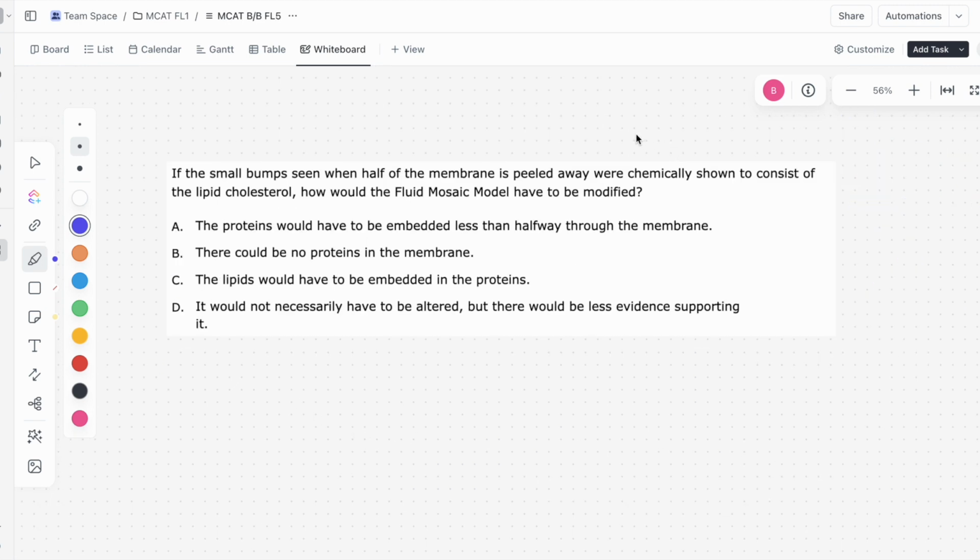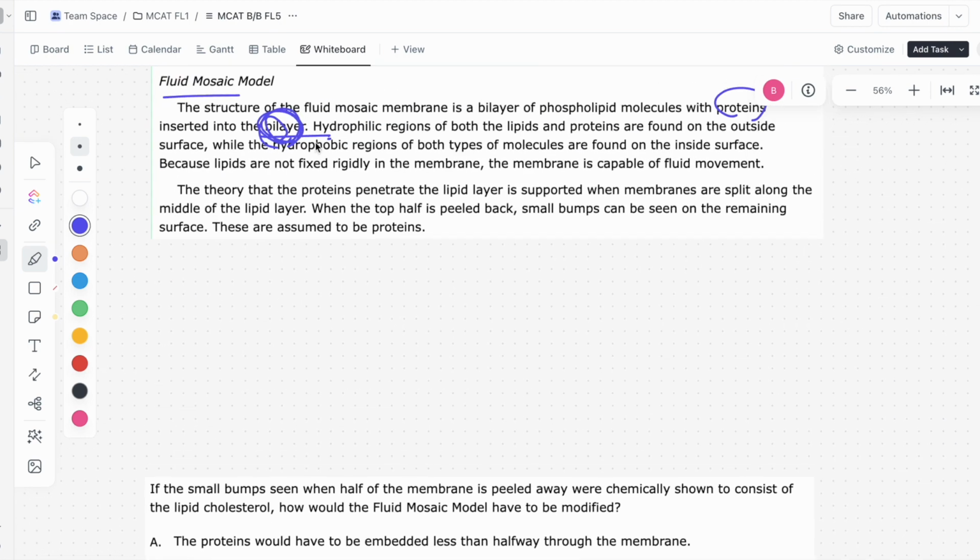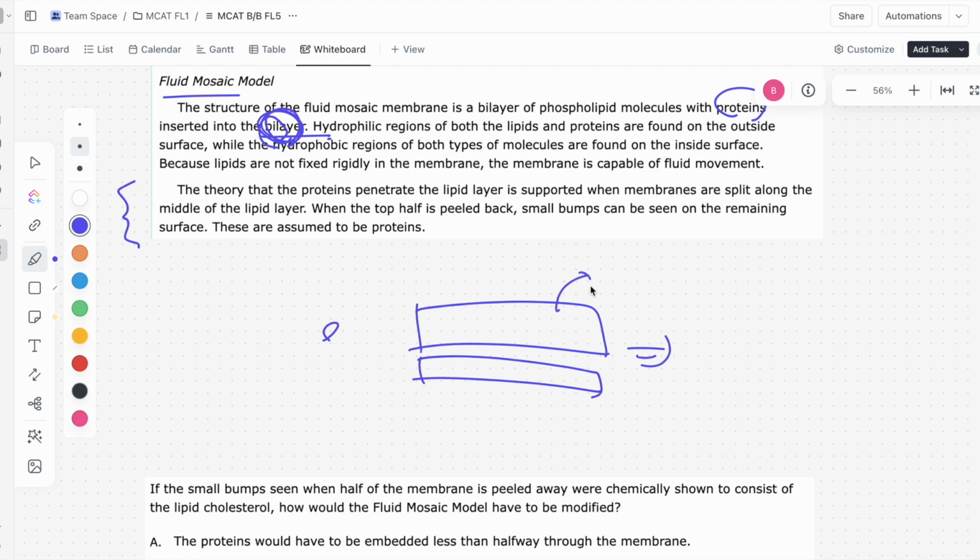This is the third question of the passage. It says, if the small bumps seen when half of the membrane is peeled away were chemically shown to consist of the lipid cholesterol, how would the fluid mosaic model have to be modified? Just to go back to what this is referring to, let's take a look at this paragraph here. When the membranes are split along the middle of the lipid bilayer, so remember there's 2 phospholipid layers, they're going to peel off this top half, okay?